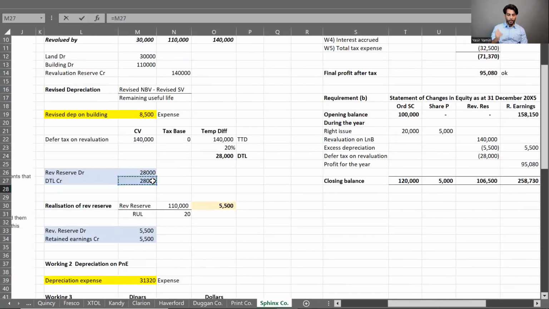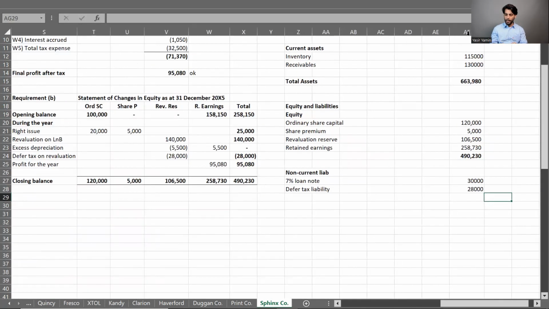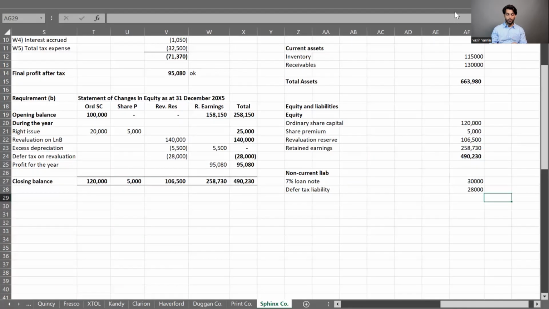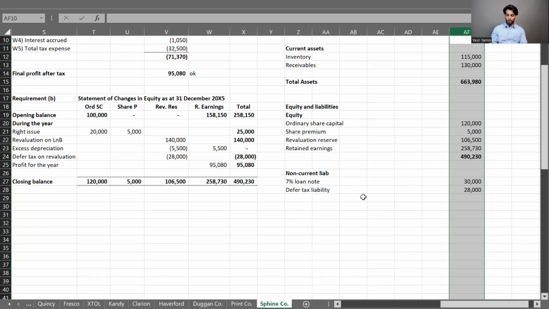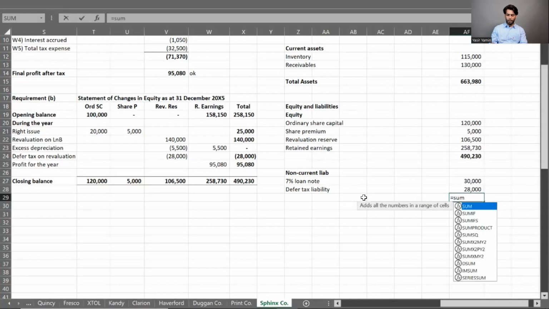I just selected it. Deferred tax is always a non-current liability. Remember, fellows, deferred tax is always a non-current liability. Done. Now here we have it. We have done non-current liabilities as well, and you can just sum these up. Total non-current liabilities are 58,000.